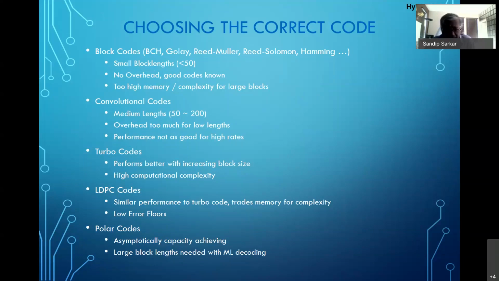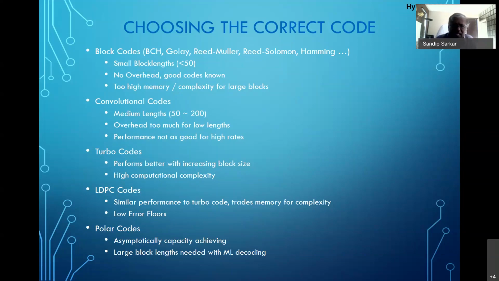And finally, the polar codes are asymptotically capacity achieving. They are large block length codes, and the way it was initially proposed, it was successive cancellation decoding, and then we have modifications on them that we will soon see. So now, depending on what application you have in mind, you have to choose one of these codes to go with it.